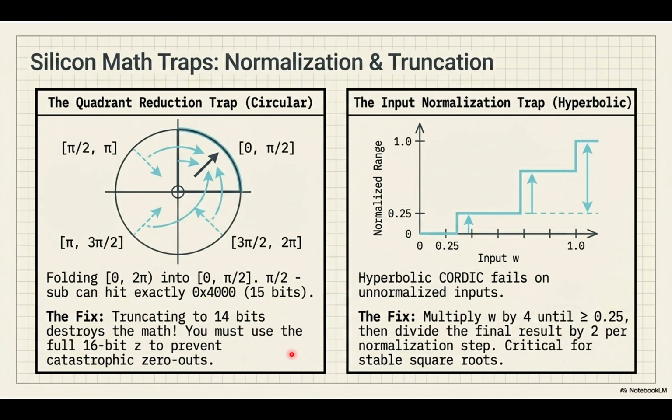Wow. Furthermore, both the circular mode and the hyperbolic mode use the exact same hardware structure. You just flip a control switch, feed it a different set of constants, and the same block of silicon goes from being a trigonometry engine to a square root engine. That is just brilliant hardware sharing. So how do these pieces actually snap together?